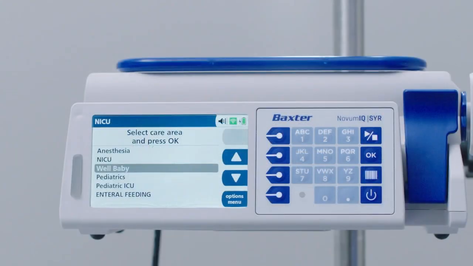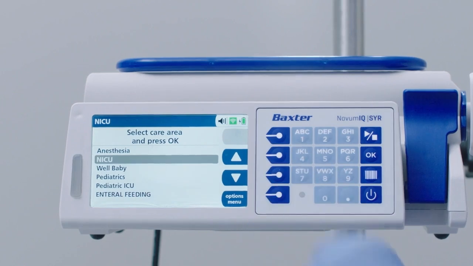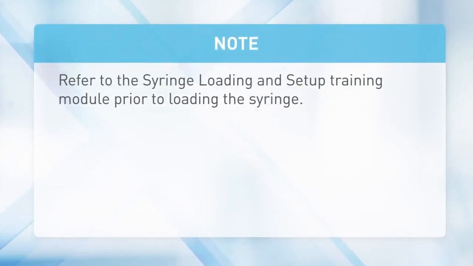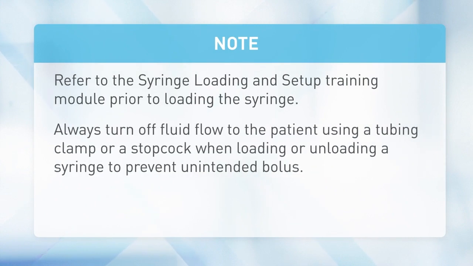Next, select the care area using the arrow soft key. In this example, select NICU and press OK. Refer to the Syringe Loading and Setup Training Module prior to loading the syringe. Note: always turn off fluid flow to the patient using a tubing clamp or a stopcock when loading or unloading a syringe to prevent unintended bolus.